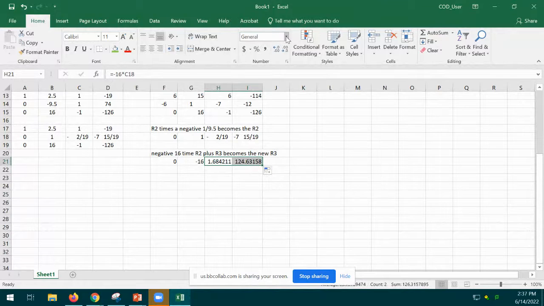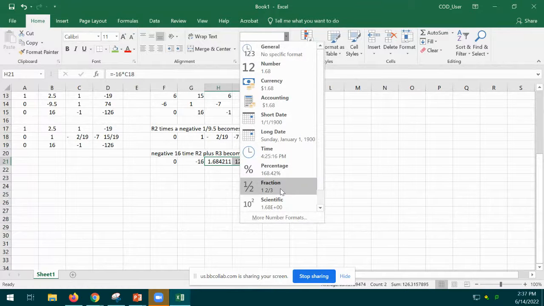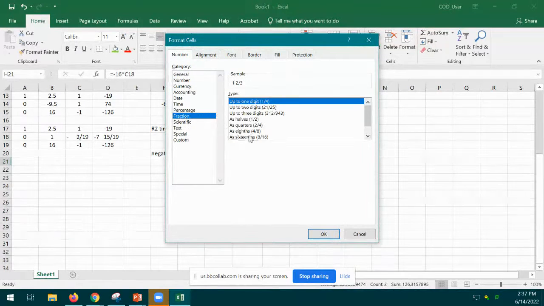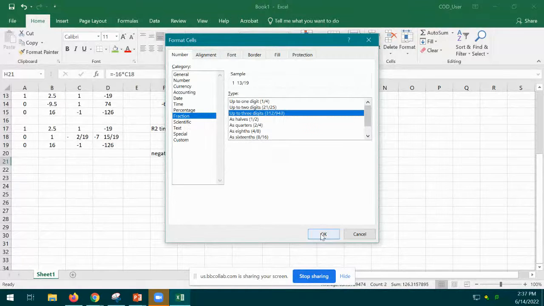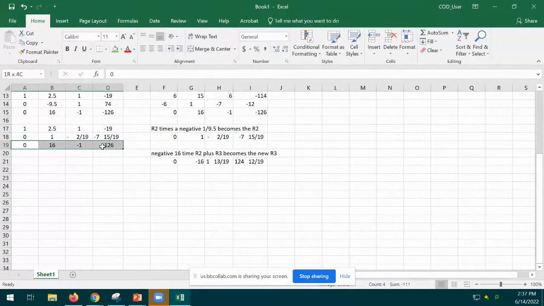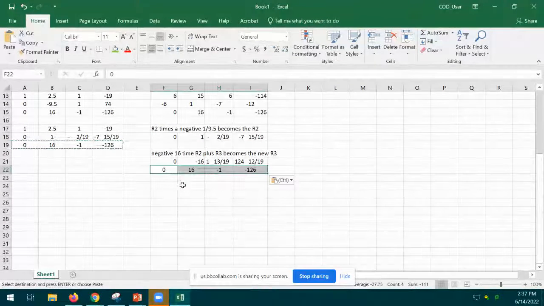And I'm not sure if I can do that, but I'm changing the formatting. You won't have to worry about all this when you're doing this by hand. I'm going to look at fractions, and I'm going to take the big fractions, and maybe this will work. It did. Okay, so that is negative 16 times row 2 plus row 3. This was row 3 right here. I'm copying that, and I'm pasting it here.